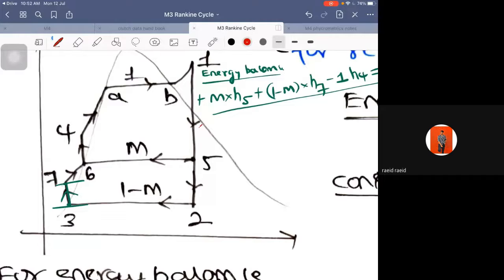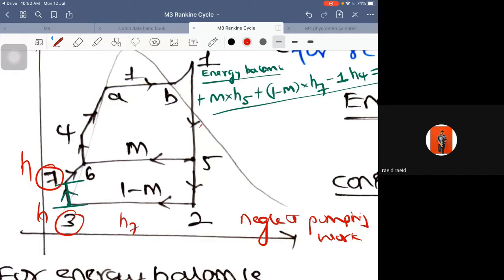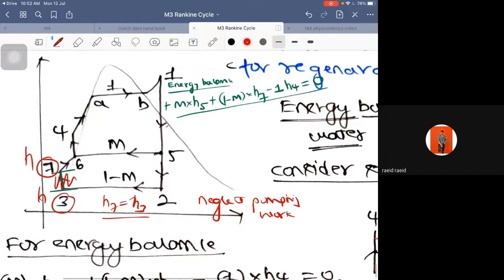Very good. Now, if in the question he says neglect pumping work, can I say the value of H7 is equal to the value of H3? Because pumping work is neglected, this whole section is neglected. Yes, sir. So then I can just write m cross H5 plus (1 minus m) times H3 minus H4, which equals 0, instead of H7. So this forms the energy balance at 6. Is it clear why I have done this? Because if the question says neglect the pump work, then I replace H7 with the value of H3. Is that clear? Yes, sir.